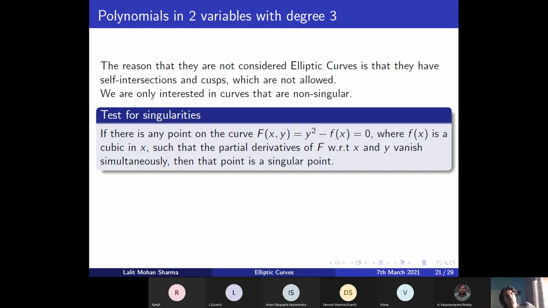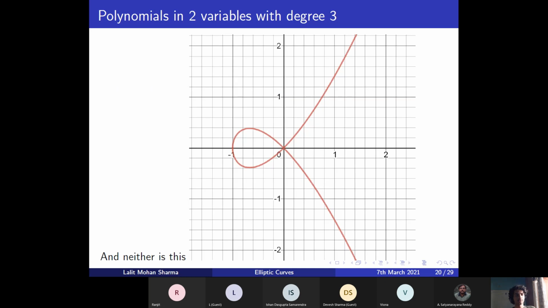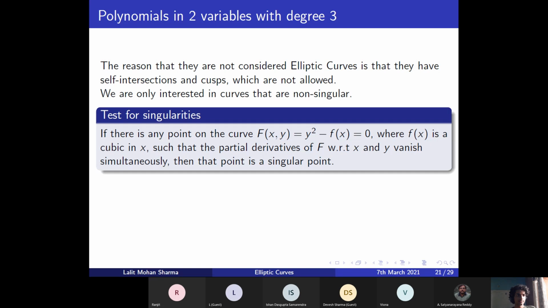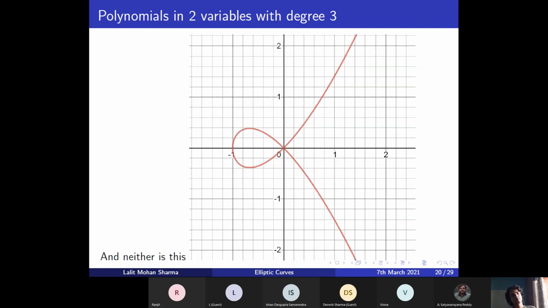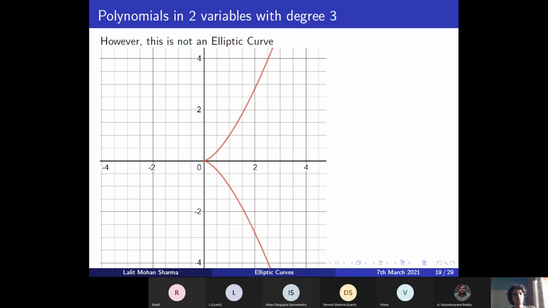Okay, so now obviously you are thinking, why are we not letting this poor thing be an elliptic curve? And there are two reasons for it. So, for example, y squared is equal to x cubed. Can anyone come up with a really simple method to find rational points on this? What is some really simple method to find rational points on this?